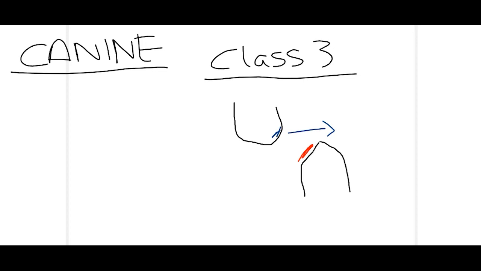placed mesially to upper canine, because if we suppose this is the midline of the dental arch, you can see the distance between this. The lower canine is present mesially as compared to the upper canine. You can see the distance. The lower canine is present mesially as compared to the upper canine. So this was all about canine malocclusion relation. Now moving towards our last classification, that is molar malocclusion relation. So let's talk about that.